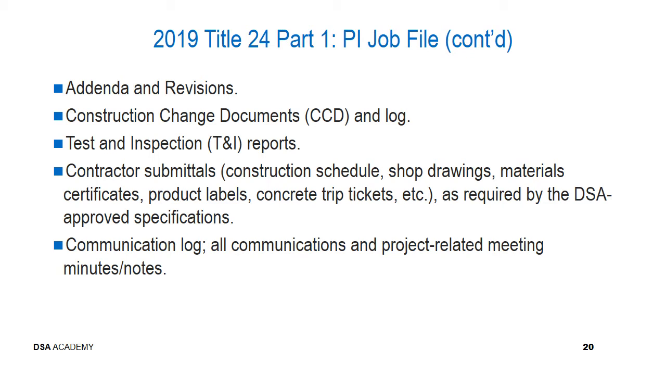Continuing on with the job file elements, any addenda and revisions, construction change documents, and a log of those construction change documents. Test inspection reports provided by the labs and special inspectors. Any contractor submittals such as the construction schedule, shop drawings, material certs, product labels, concrete trip tickets, and so on, as required by the DSA approved construction documents, usually seen in the specifications. And a communication log that includes all communications and project-related meeting minutes and notes, and these would be significant communications associated with the project. And those are described in the relevant code section noted in a previous slide.